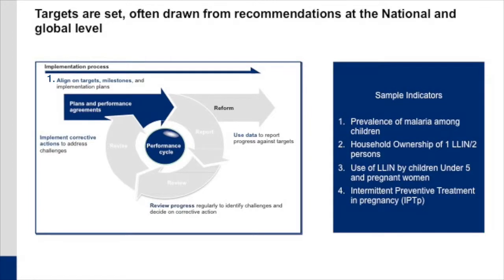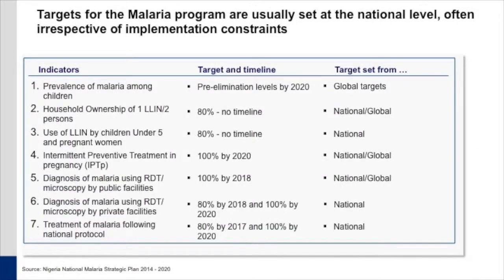So sample indicators, for instance, would be, in the case of malaria, household ownership of long-lasting insecticide-treated nets, for example, or intermittent preventive treatment of malaria in pregnancy. Outlined in this slide are certain indicators that we used in the Nigeria Malaria Program and the Nigeria Malaria Strategic Plan. We selected these targets at the national level, and the downside to this is that when you select national level targets, you don't really consider the implementation constraints across many states.